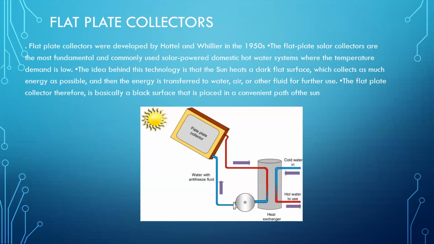The idea behind this technology is that the sun heats a dark flat surface which collects as much energy as possible, and then the energy is transferred to water, air or another fluid for further use. The flat plate collector is therefore basically a black surface placed in the path of the sun. The figure shows how the flat plate collector works.